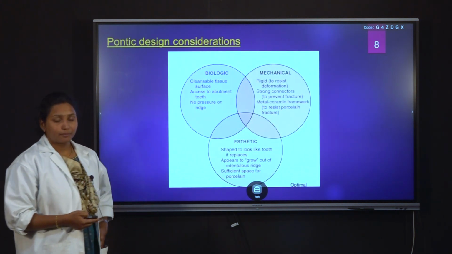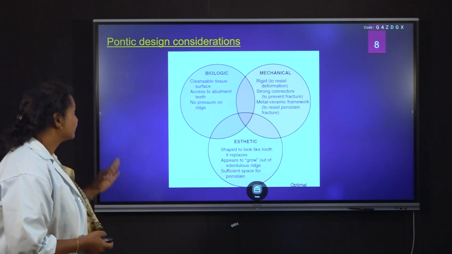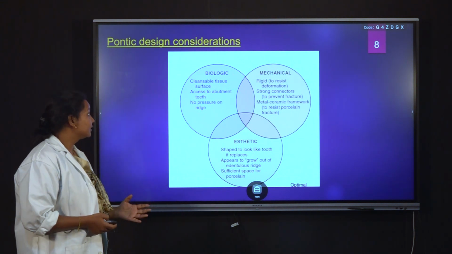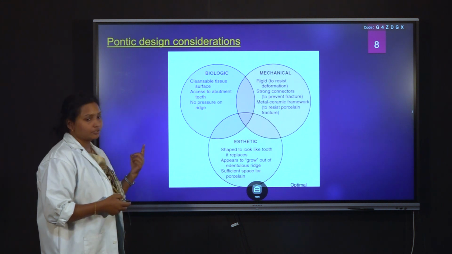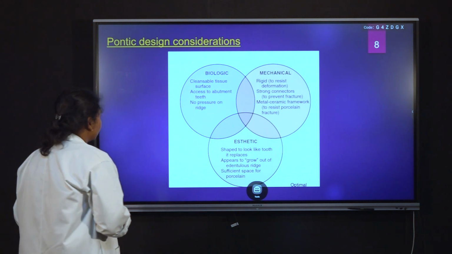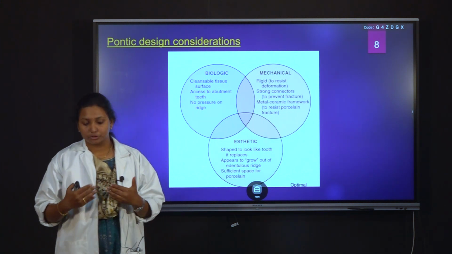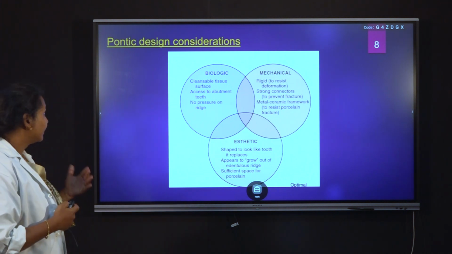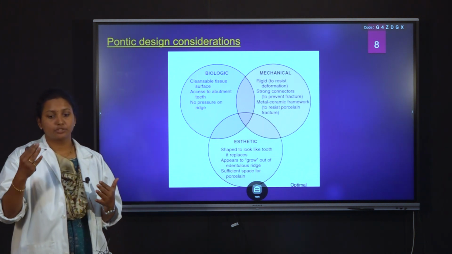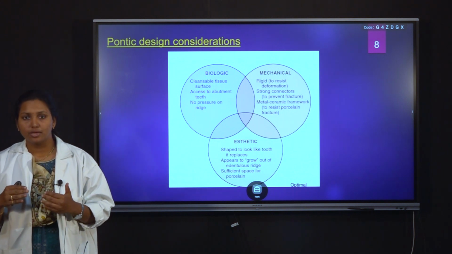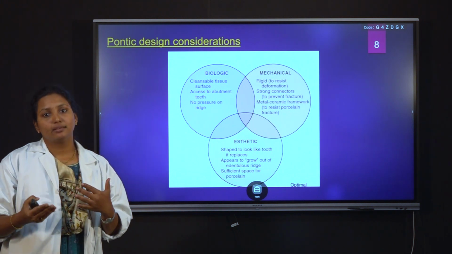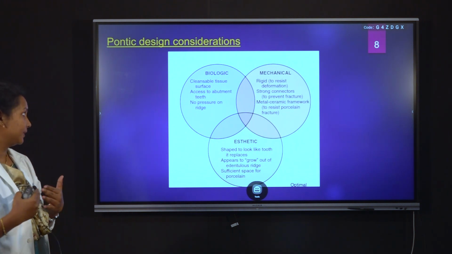For any prosthesis in prosthodontics, there will be three considerations. They are biological considerations, mechanical considerations, and aesthetic considerations. In Pontics, biological considerations include cleansable tissue surface. The Pontic has a gingival surface which should be maintained easily by the patient, means it should have self-cleansing property. The next thing is access to the abutment teeth and no pressure on the ridge. The Pontic should not impinge on the gingival tissue. What happens if it impinges? There will be ulceration of the tissue and subsequently subpontic hyperplasia.